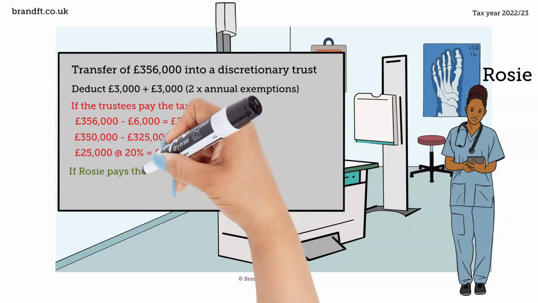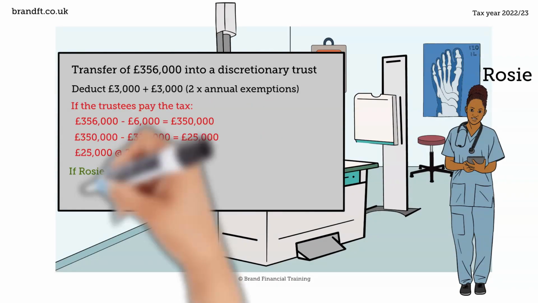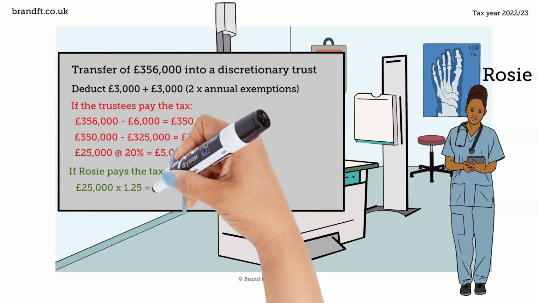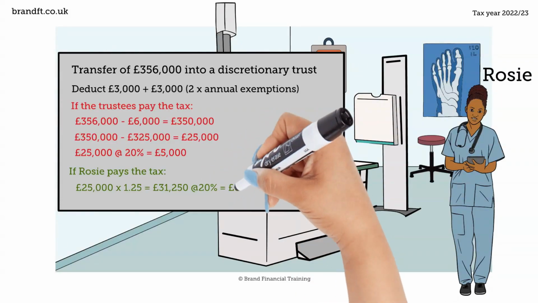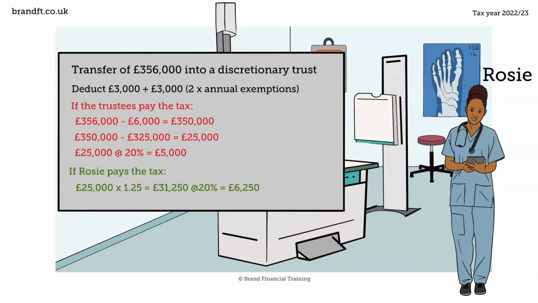If Rosie as the settlor pays the tax, the value has to be grossed up. The easiest way to work this through is by multiplying the net transfer by 1.25, or you can divide by 0.8. For example, £25,000 times 1.25 equals £31,250. Multiplying this by 20% gives £6,250.